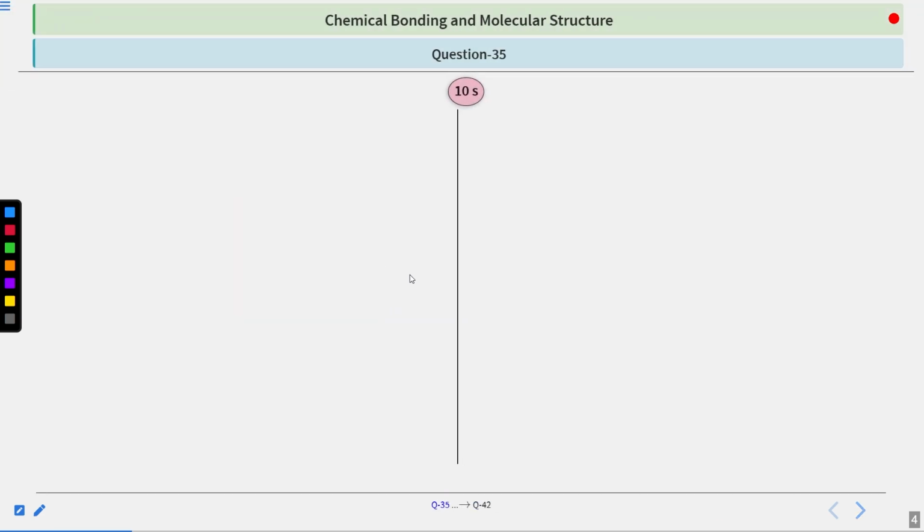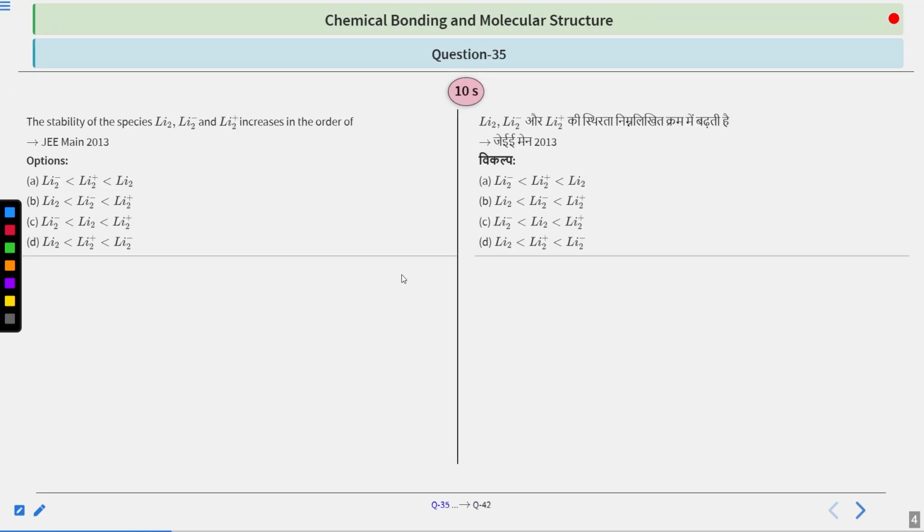Question number 35. The stability of the species Li2, Li2 minus and Li2 plus increases in the order of, your options are: A, Li2 minus, Li2 plus, Li2. So I am asking in the order of increasing stability. Option B, Li2, Li2 minus, Li2 plus. Option C, Li2 minus, Li2, Li2 plus, and option D, Li2, Li2 plus, Li2 minus. So these are the four options.